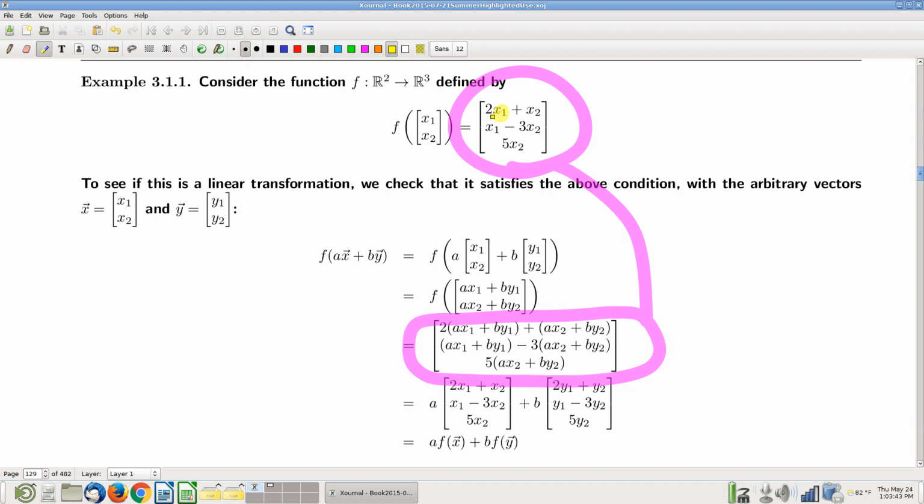X1, don't forget, X1 is that business. Right, x2, for the purposes of what we're computing here, x2 is all of this business. So note, all I've really done is evaluate this function f on this new vector ax1 plus by1, comma ax2 plus by2. Just plug it into the function.